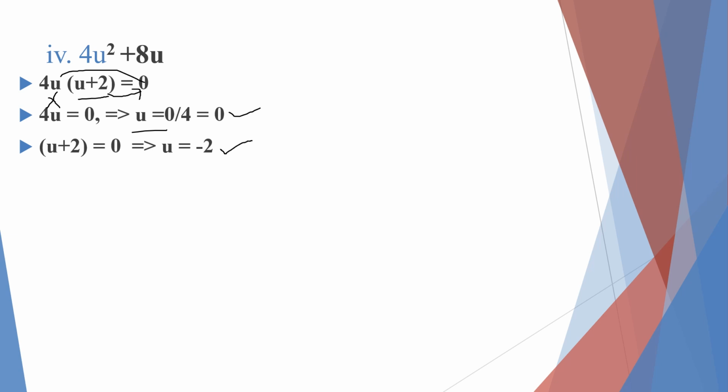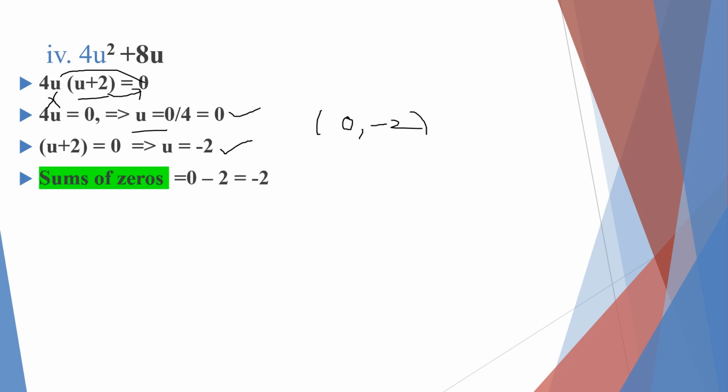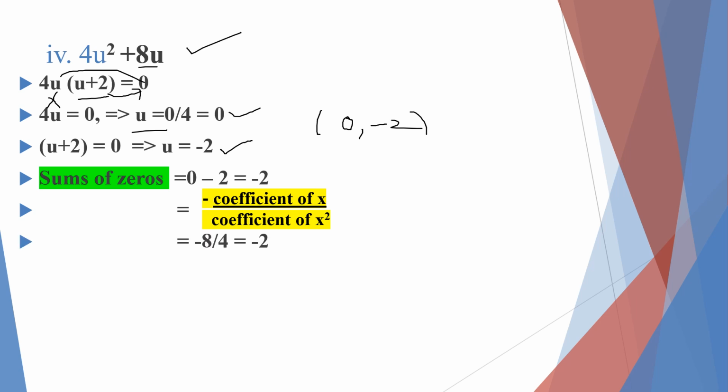So what are the two zeros we have got now? 0, comma, minus 2. Now we are going to add them. Sum of its zeros, 0 minus 2, it is minus 2. What is the formula? We are going to substitute in the formula. Minus coefficient of x divided by coefficient of x square. Only from this equation we are going to verify it. Minus coefficient of x. Here the variable is u, so coefficient of u we are going to take. It is minus 8 divided by coefficient of x square, which is 4. Whether we are getting both terms, sum of its zeros and after substituting in the formula, both are equal to minus 2. So sum of its zeros is verified.